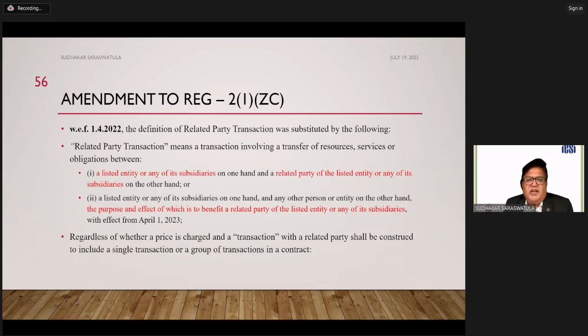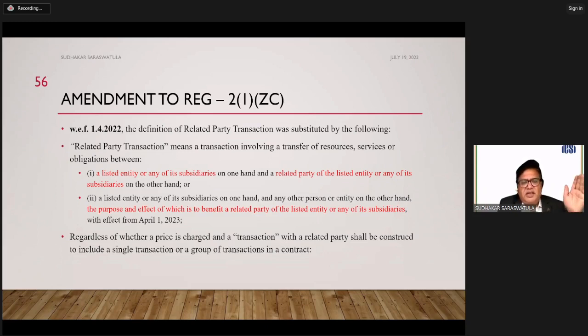Let us see that. Related party transaction means a transaction involving a transfer of resources, services, or obligations. There is no change up to here: between a listed entity or any of its subsidiaries on one hand, and a related party of the listed entity or any of its subsidiaries on the other hand. So this is a very enlarged definition. It covers both the listed entity and its subsidiaries on one side, and on the other side, the related party of the listed entity as well as of its subsidiaries.